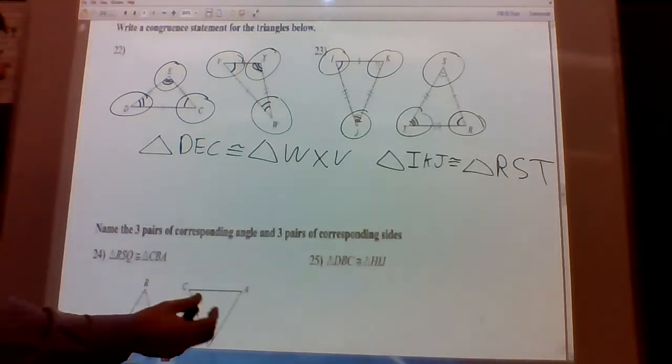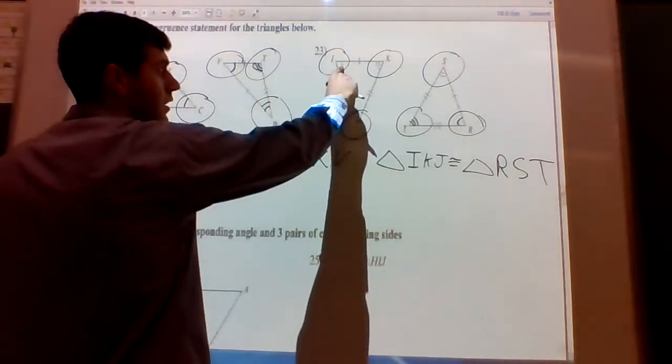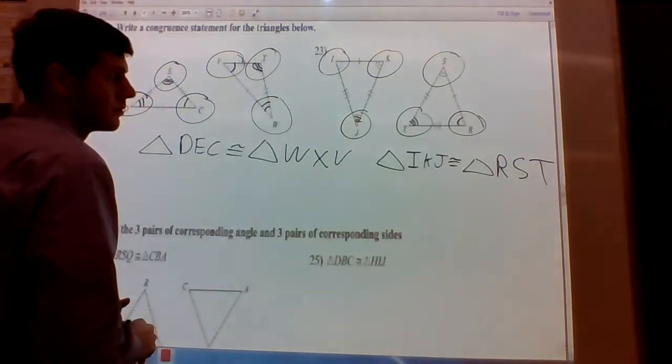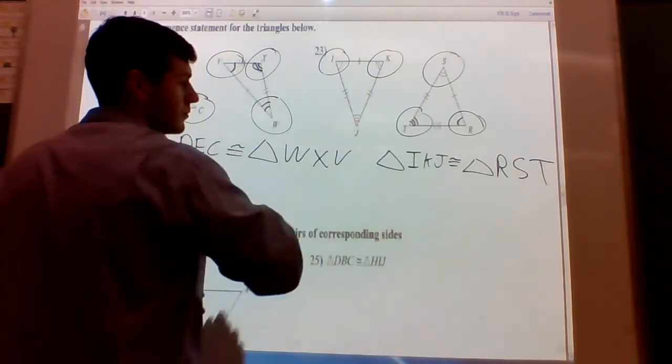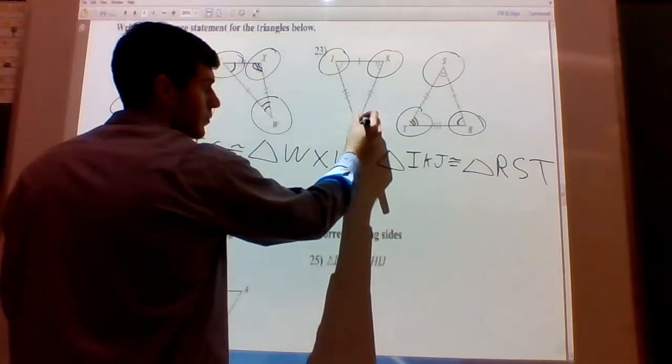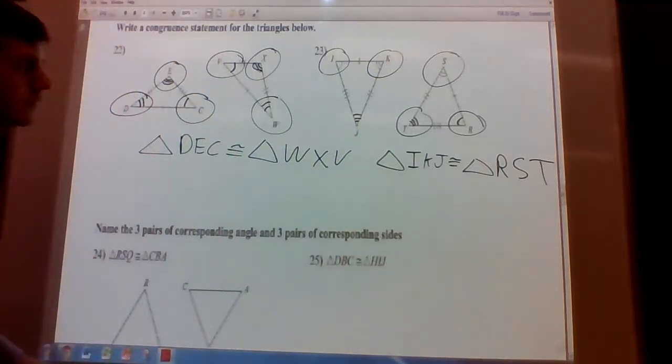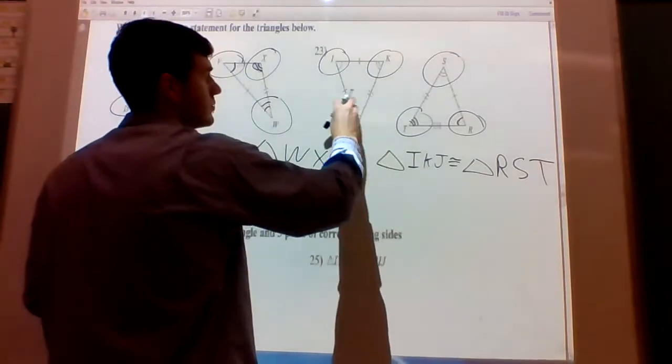We know which angles are congruent based on these lines that they give us. These are hash marks. I'm not really sure what you would call these, just angle markers, the angle markers that they give us.